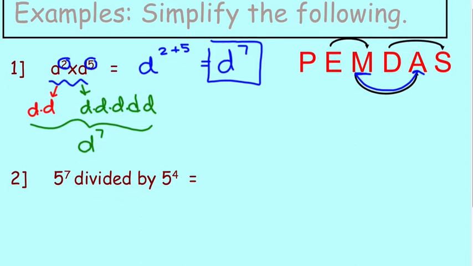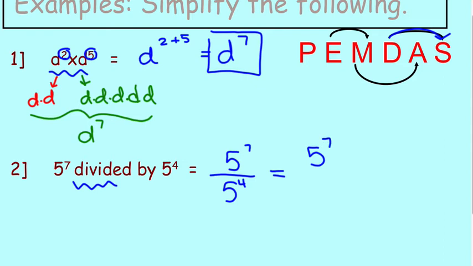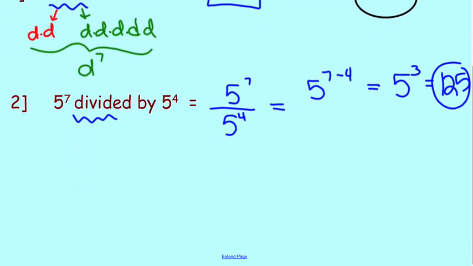All right, next example. We have 5 to the 7th divided by 5 to the 4th. So notice the word divided. So here's our divided. What are we going to do? We are going to subtract them. 5 to the 7th minus 4 is 5 cubed. And then you can throw that in your calculator. You may have that memorized. 125.